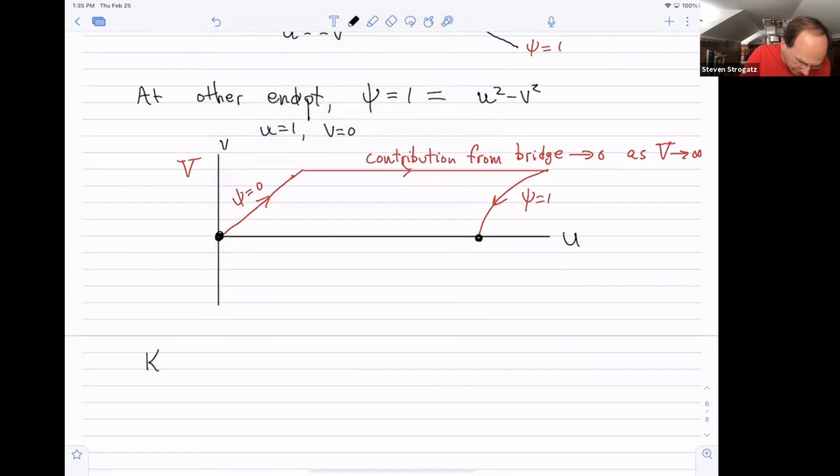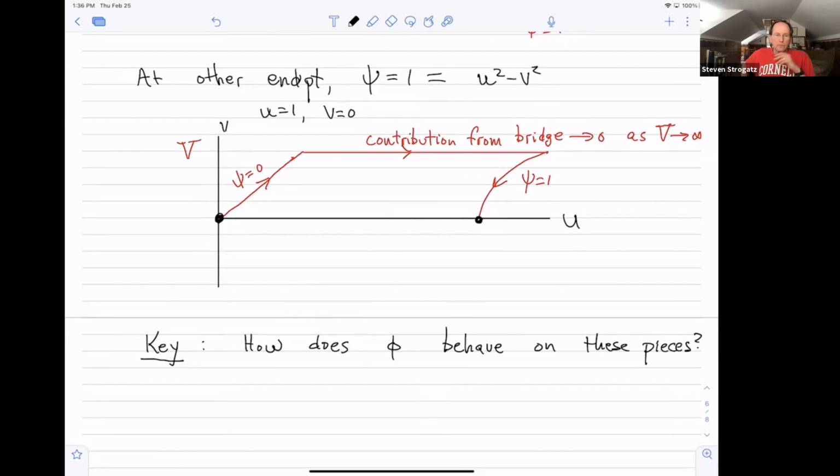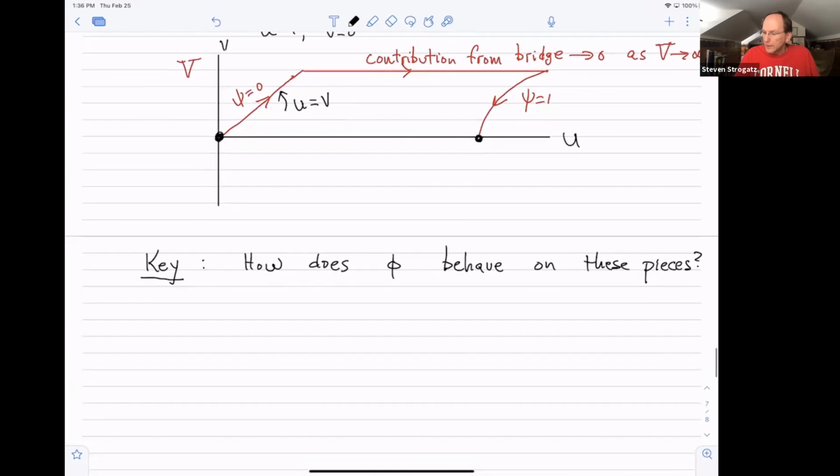All right, so the key in understanding why we chose this contour is, first, look at how the function phi behaves on these pieces. So let's look at the choice here. On this piece, we know u equals v. That's how we chose that line. So there, on the line u equals v, remember phi was defined as negative 2uv. We had that earlier. That was the real part in the e to the x phi, that was what the phi came out to be. So on u equals v, this boils down to minus 2v squared, since u equals v.